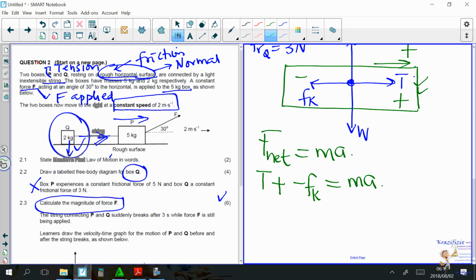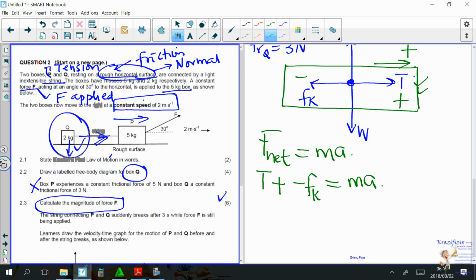Tension plus negative friction equals MA. Now remember, the question says at constant speed. If it is constant speed, acceleration therefore should be equal to 0. At constant speed or constant velocity, acceleration is equal to 0. That's a very important key that we need to know.